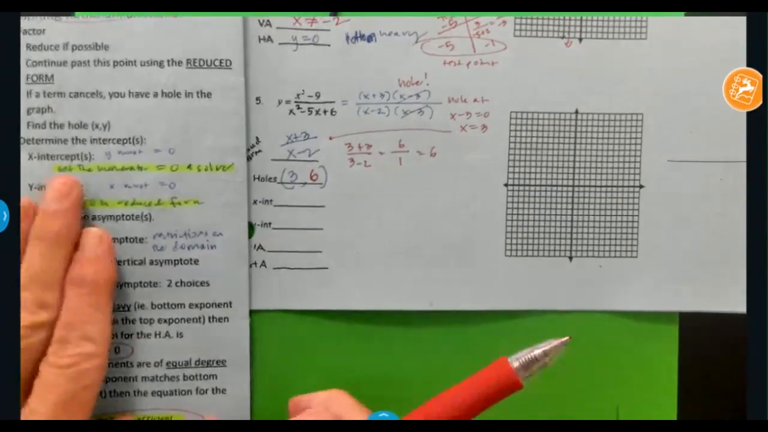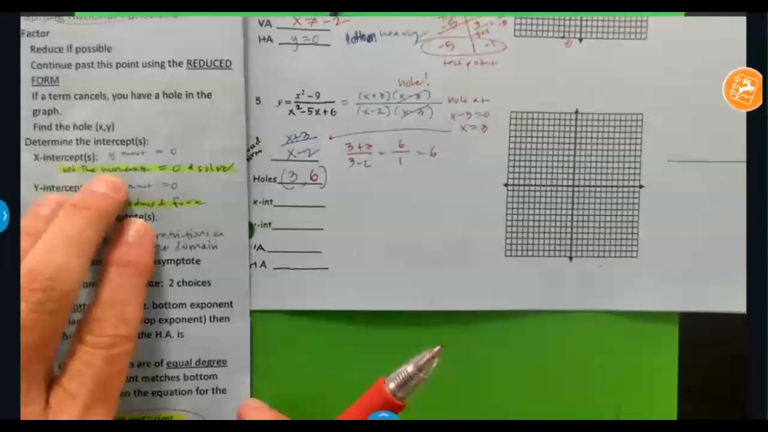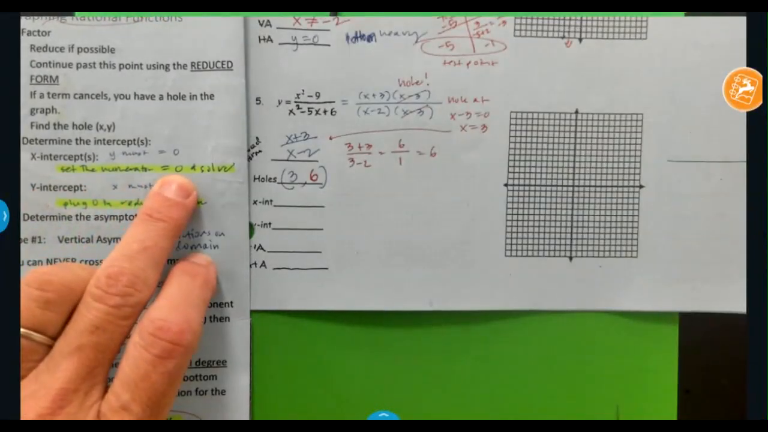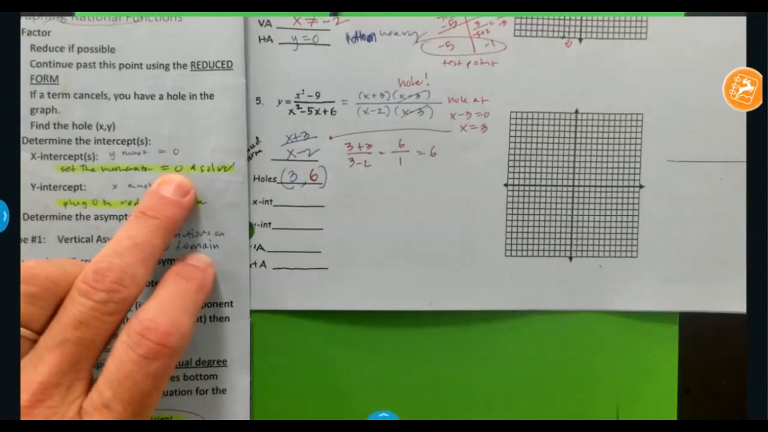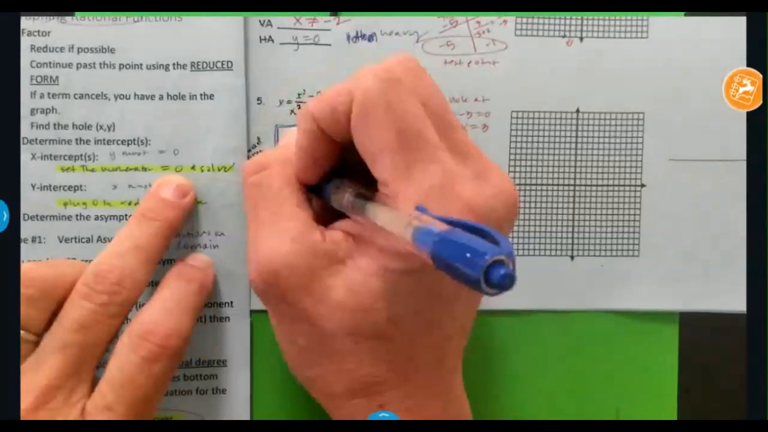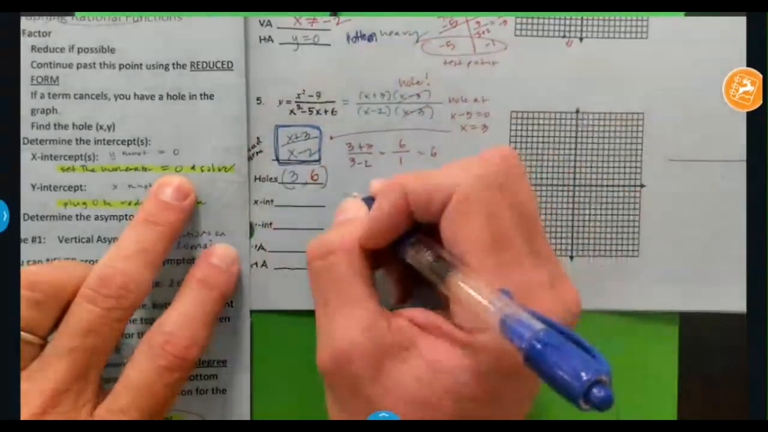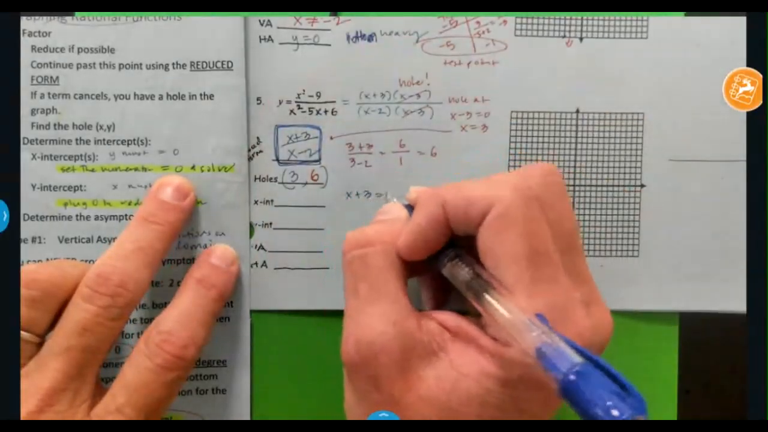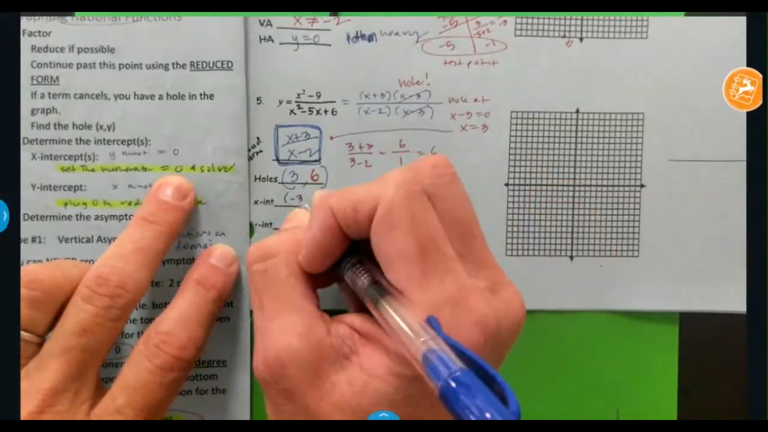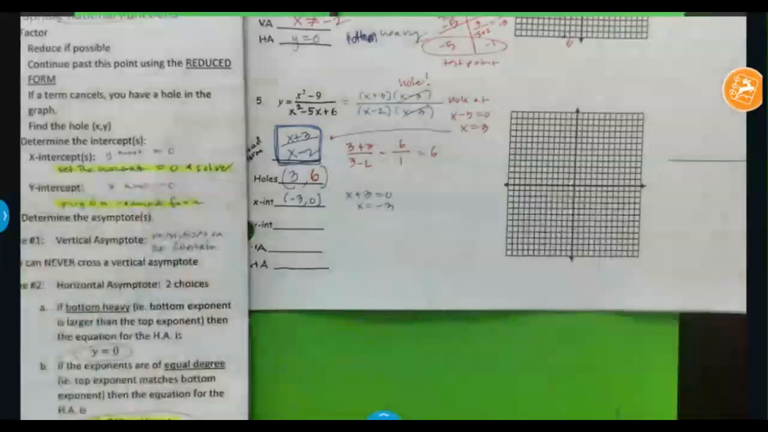All right, let's get our x-intercepts. Now read the paper. Set the numerator equal to 0 and solve. So again, once you get reduced form, you're always looking back at this. You don't go back to the original. So the numerator is x plus 3. So we're going to set that equal to 0 and we're going to solve. And so my x-intercept is at (-3, 0).